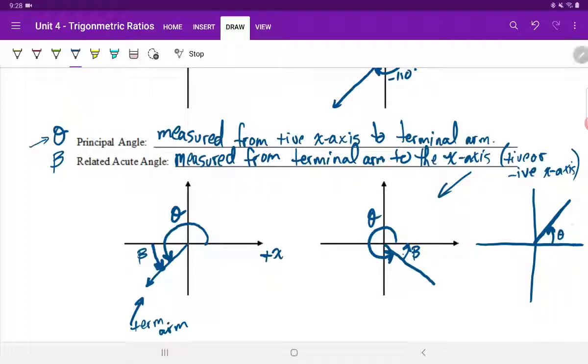You might have noticed that theta actually equals beta in this quadrant, right? Because in both cases, they end up being the same value. Theta starts from the positive x-axis to the terminal arm, in the first quadrant there. And beta goes from either side of the x-axis, in this case obviously the positive side, to the terminal arm as well. So they end up being the exact same there. It's the only quadrant where theta and beta end up equaling each other. So make note of that.